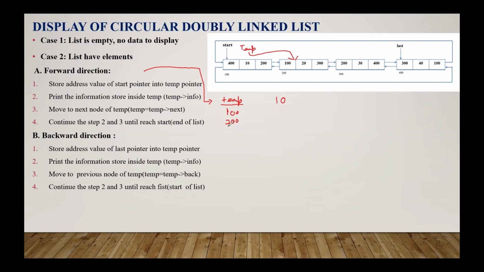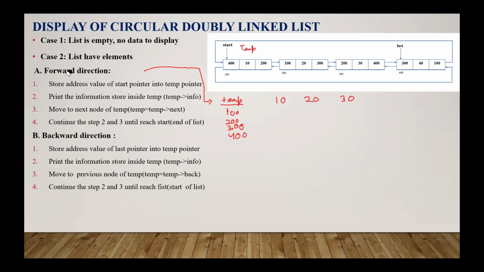Start is 100. So for 200, we print the information 20. Then temp equal to temp next, that is 300. Now temp points to this node. Then we print the information part. Then temp equal to temp next. What is the temp next? 400. Then temp stores which value?